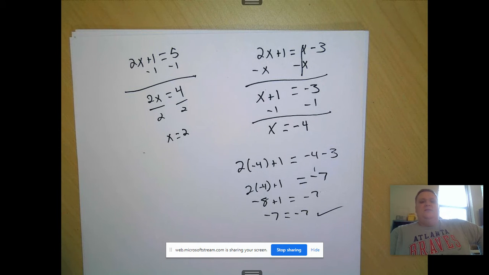These are all about combining like terms, moving stuff around. They're not much more difficult than one-step or two-step equations. They just are a little more tedious. They're more involved. So let's do another example.